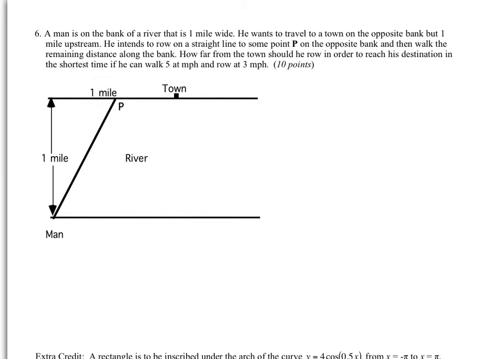Okay, so a man is on the bank of a river that is 1 mile wide. He wants to travel to a town on the opposite bank, but 1 mile upstream. He intends to row on a straight line, so he's going to row here, and then he's going to walk the rest of the distance to the town.